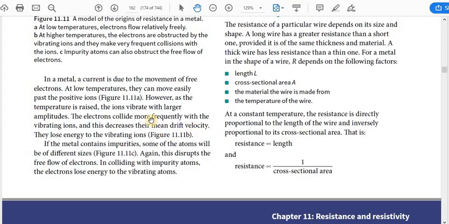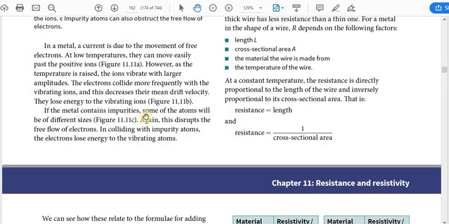So remember this in the equation I equals nAvq, v is an average drift velocity. Okay, so average is not the velocity of one, it's the velocity of all of them. You get the average. The electrons collide more frequently with the vibrating ions, and this decreases their mean drift velocity. Why I emphasized on this was because there was a question where they asked whether it's a mean drift velocity. Okay, they lose energy to the vibrating ions, figure 11.11b.